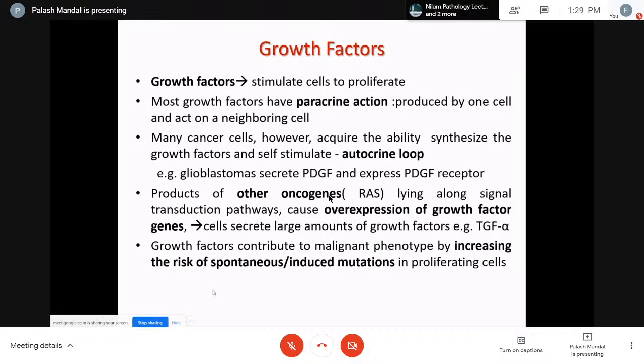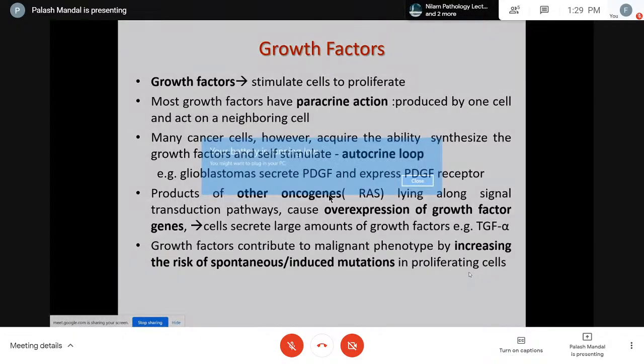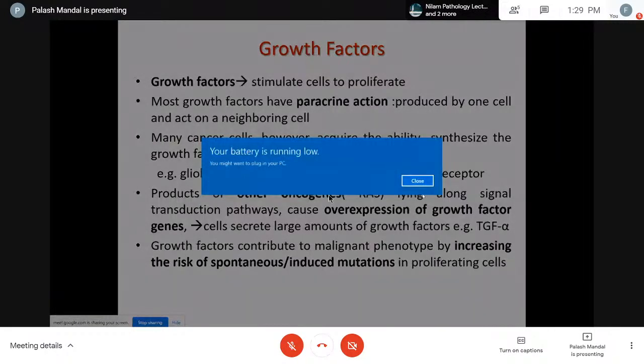And finally, growth factors contribute to the malignant phenotype by increasing the risk of spontaneous or induced mutation in proliferating cells. Because you see, the theory of Brownian motion: the molecules which are in motion try to collide with each other. So similarly, here the cells which are proliferating more and more tend to undergo some mutation.